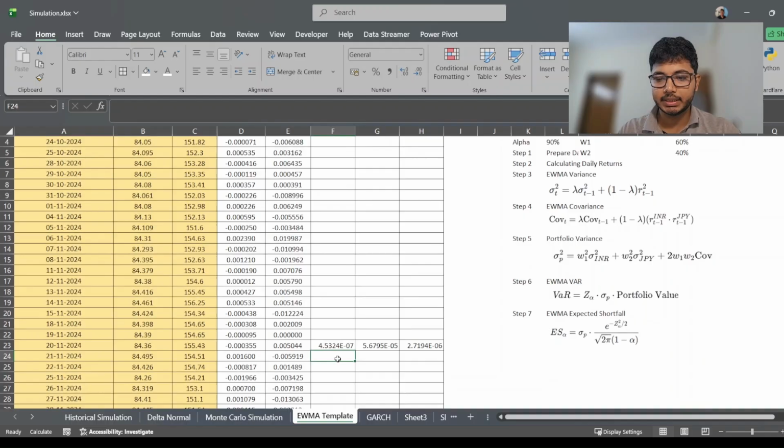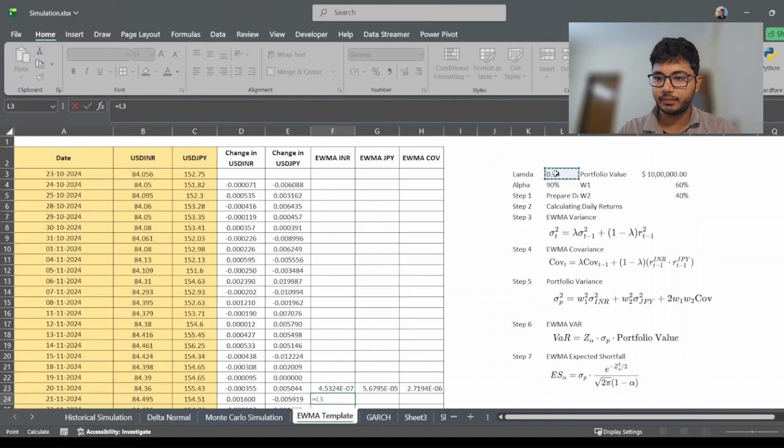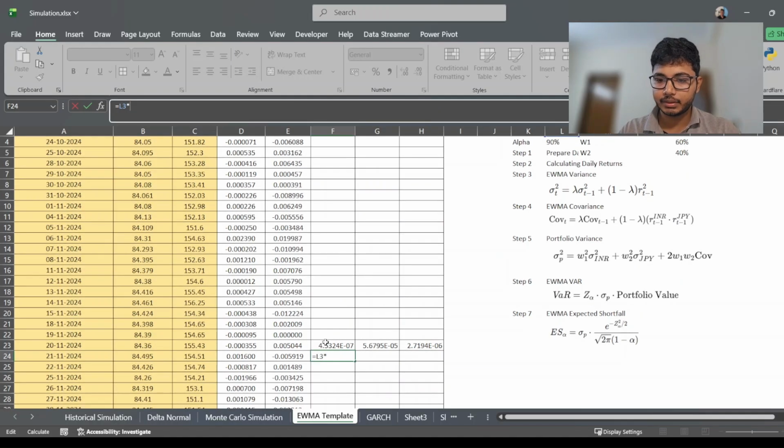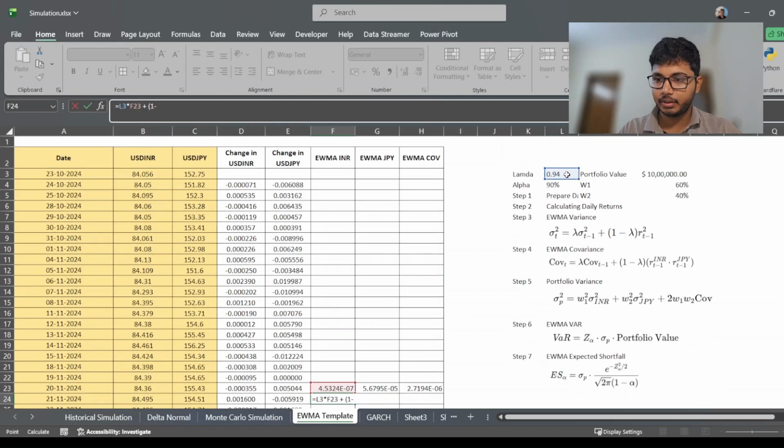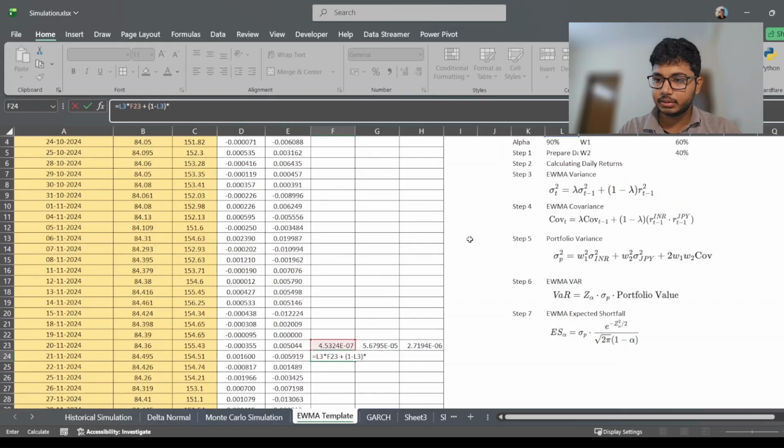So we have calculated the seed value. Now we are going to calculate the EWMA covariance for next day. We are going to use this formula here. It is equal to lambda, where lambda is 0.94, times the variance of previous day, which is this, plus 1 minus lambda again multiplied by the squared return of previous day. Okay.